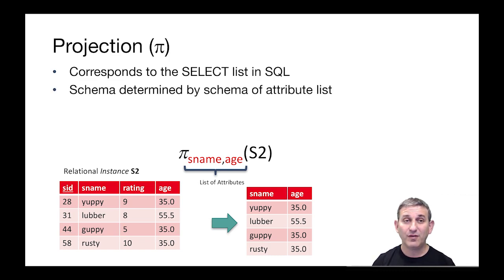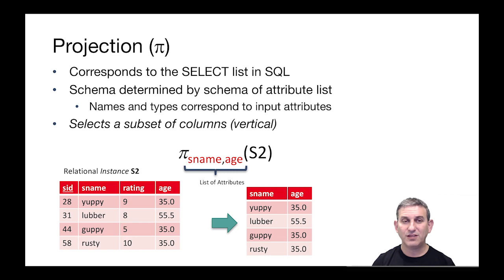The schema of a projection is determined by the schema of the attributes in the attribute list. So we know that SName is text and age is integer. We know that from the input S2, and it defines the schema of the output as having text and integer as the two types of the 2 columns.